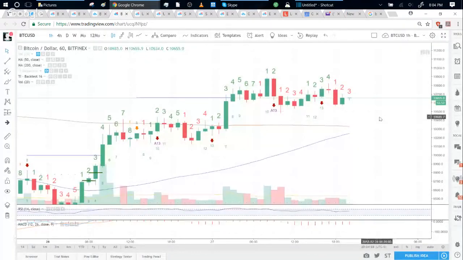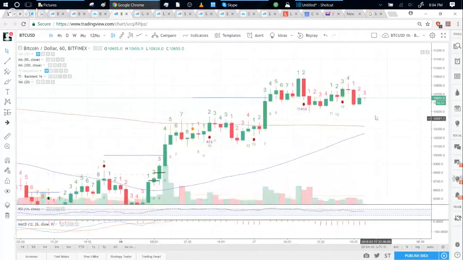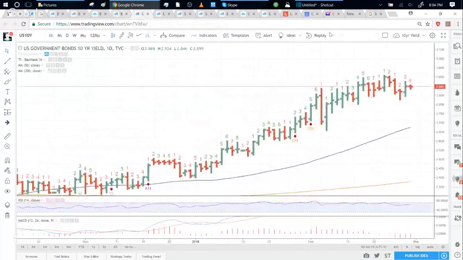And finally, the hour chart is totally useless, so I'm not even going to bother. That's about it for me.